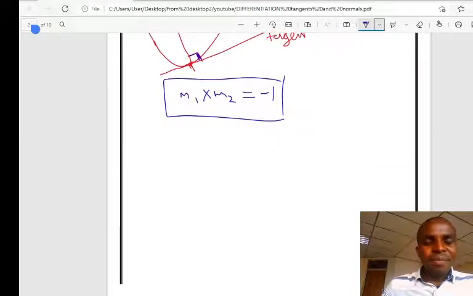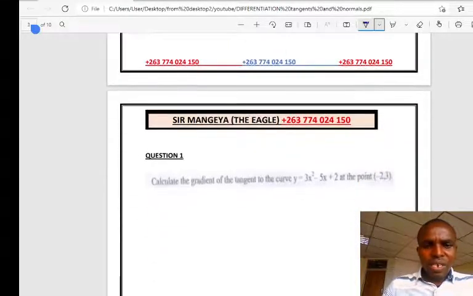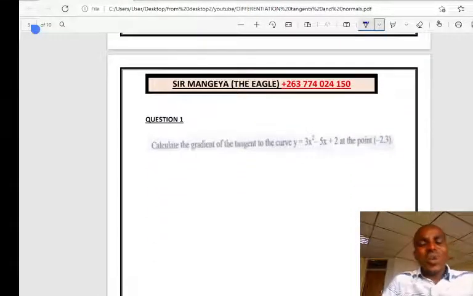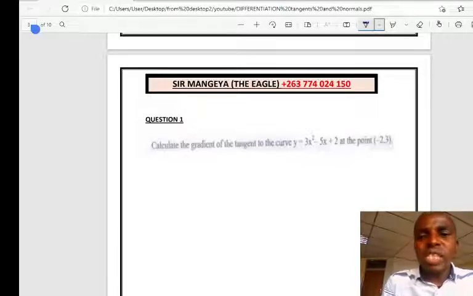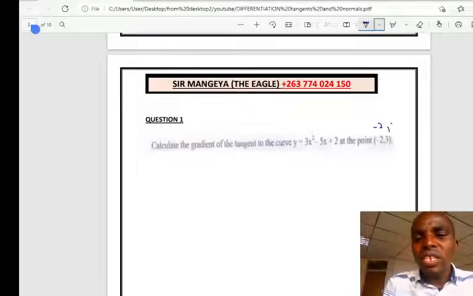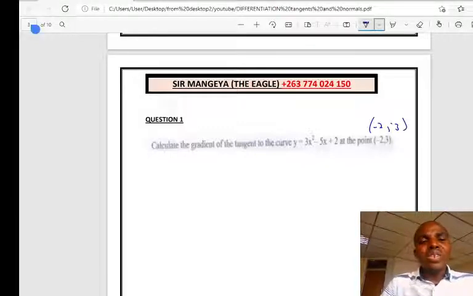Then done. Then going down, I'll just use questions to make you understand better. Question number 1. Calculate the gradient of the tangent to the curve y equals 3x squared minus 5x plus 2 at the point (-2, 3). So this point is x equals minus 2, y equals 3. What will be the gradient of the tangent to the curve at this point?